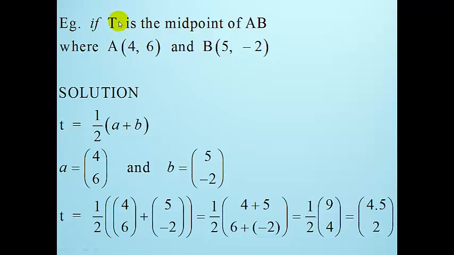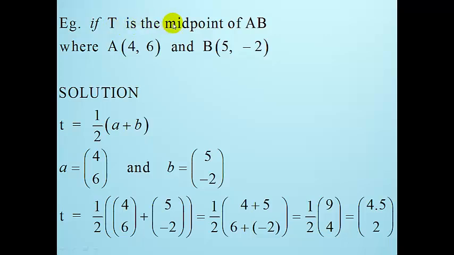Now, an example: if T is the midpoint of AB, where A is (4, 6) and B is (5, -2). So these are the 2 points. We have A to be (4, 6) and B to be (5, -2), and we are supposed to find the midpoint. From the question we are told that T is the midpoint. So, solution. We know that the midpoint T will be equal to half of A plus B. Take note that it is not M equals half A plus B. It is rather T, because from this question we are told that T is the midpoint. So make sure you use whatever you are given.